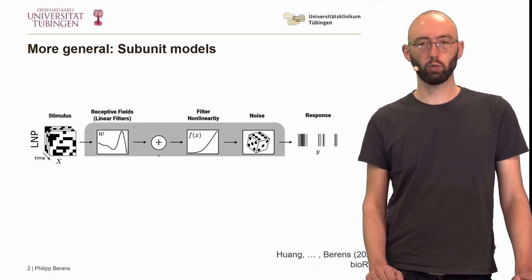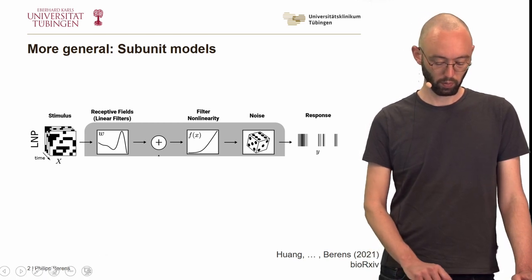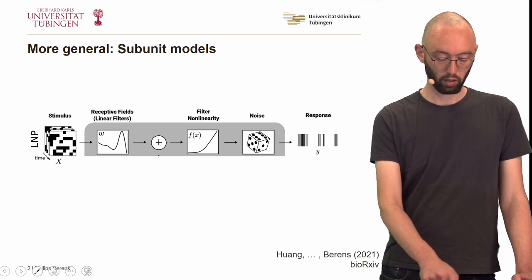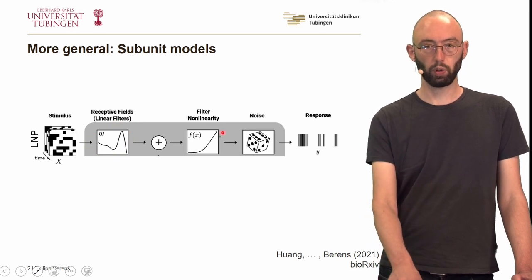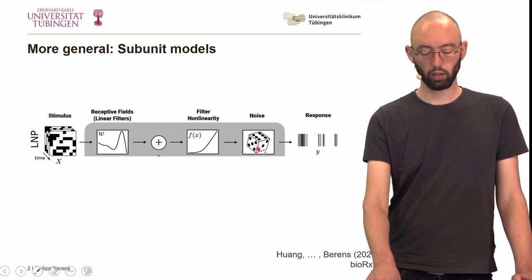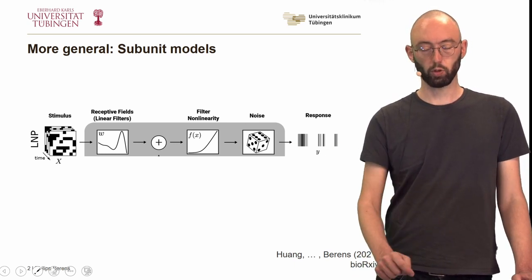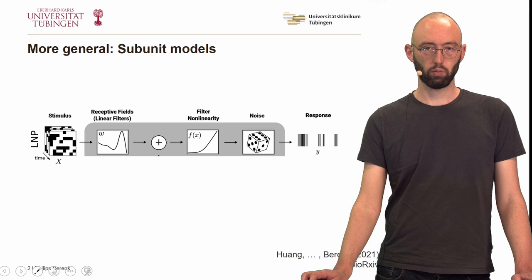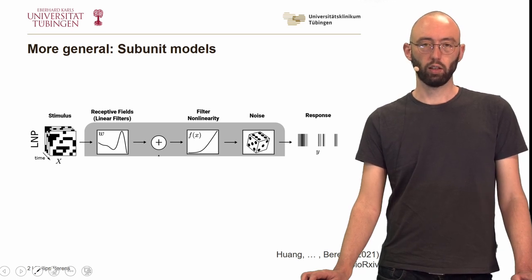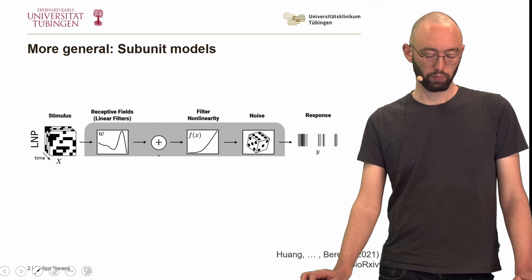We started last week with a model similar to this one, with a linear, nonlinear Poisson model, where the stimulus was filtered with a linear receptive field, which was passed through a nonlinearity, and with added noise we generated a response, for example, using a Poisson assumption on the noise. We already saw in the last lecture that for some neurons that perform nonlinear computations, for example, for the complex cell, such a model may not be sufficient.